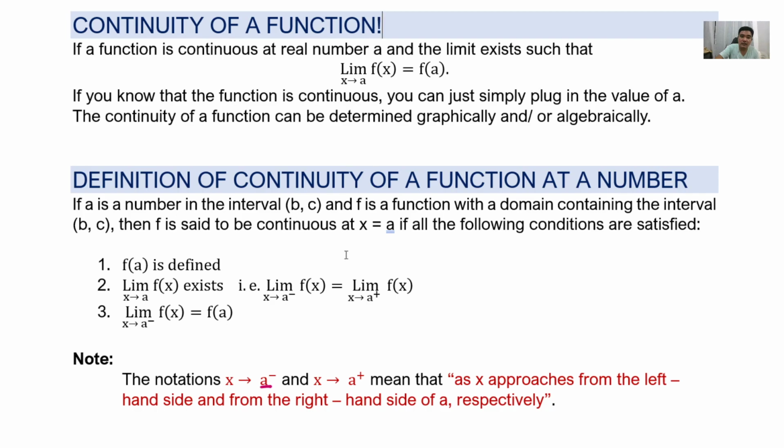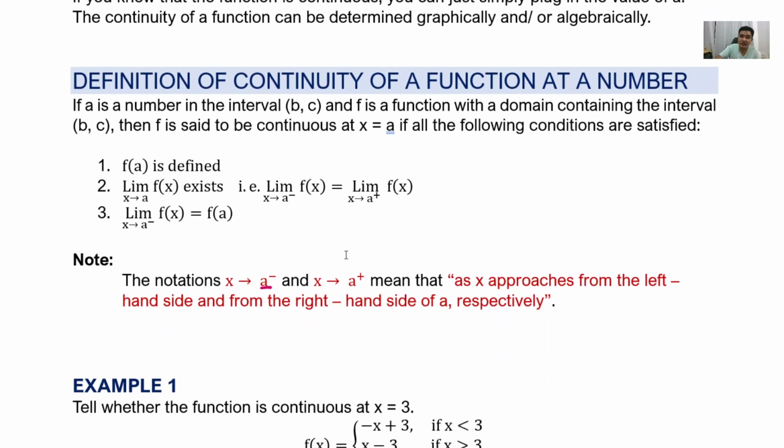Okay? So we define the continuity of a function at a certain number. It says here, class, that a function is said to be continuous at x is equal to a. Okay, this a is a real number. Okay? If all the following conditions are satisfied, dapat kompleto itong tatlo. Well satisfied itong tatlo para masabi mo na continuous yung function at x is equal to that certain value. Okay? Una, f of a is defined. So, isa-substitute mo yung a natin, yung real number natin doon sa function.